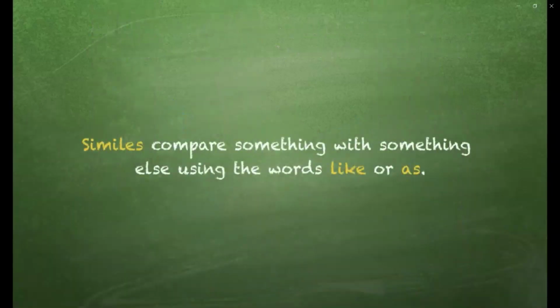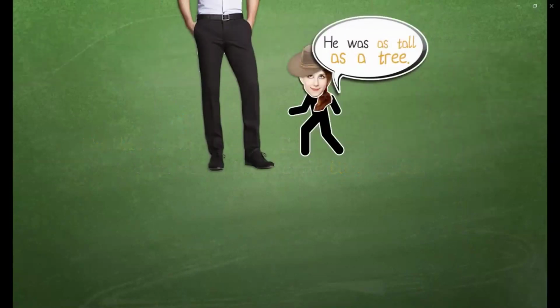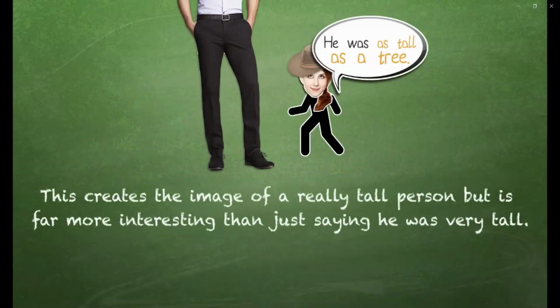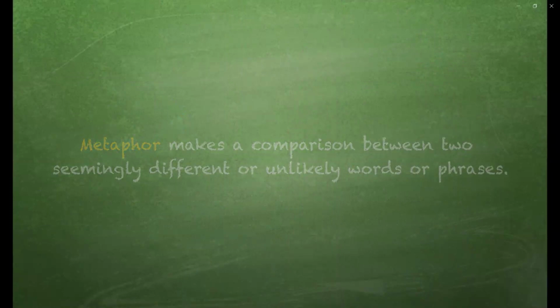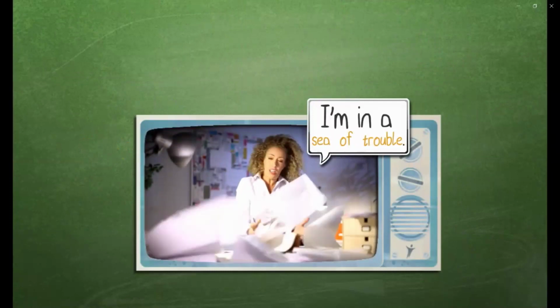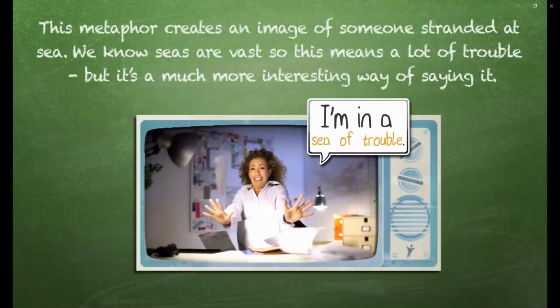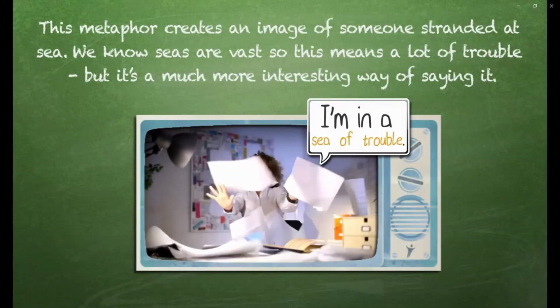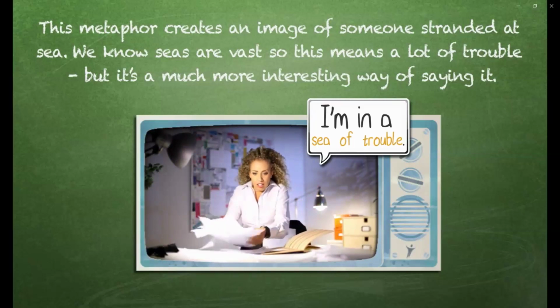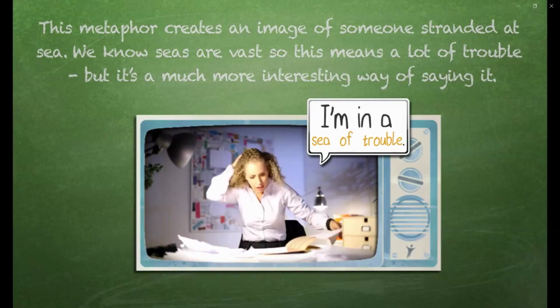Similes compare something with something else using the words like or as. He was as tall as a tree. This creates the image of a really tall person, but is far more interesting than just saying he was very tall. Metaphor makes a comparison between two seemingly different or unlikely words or phrases. I'm in a sea of trouble. This metaphor creates an image of someone stranded at sea. We know seas are vast, so this means a lot of trouble. But it's a much more interesting way of saying it.